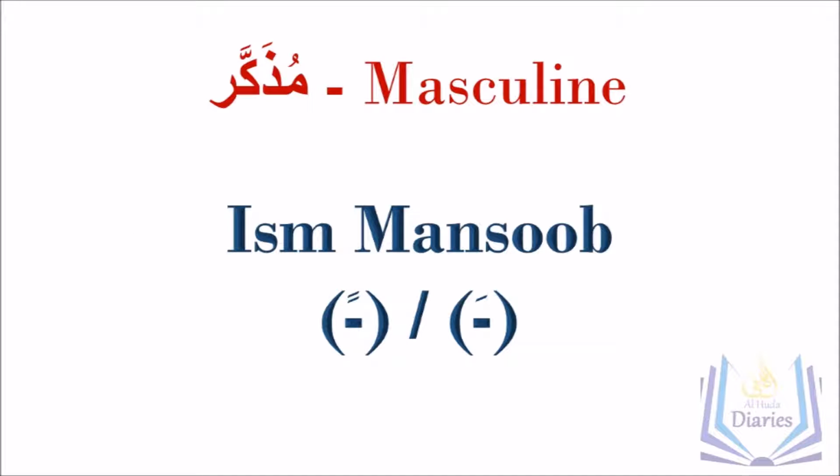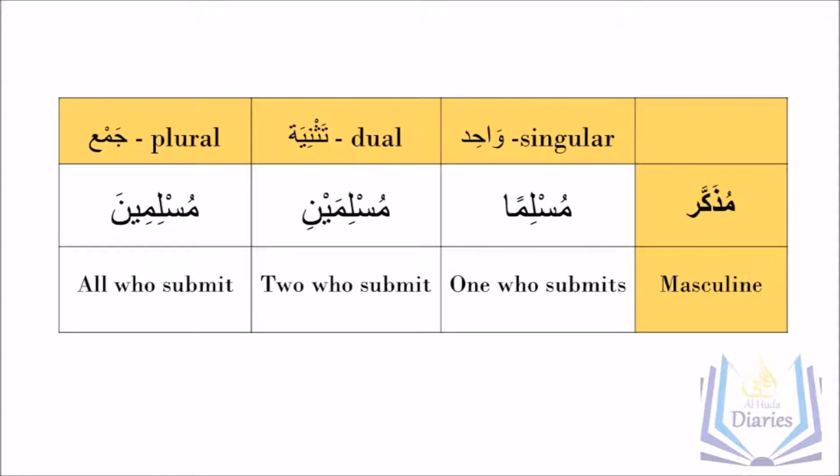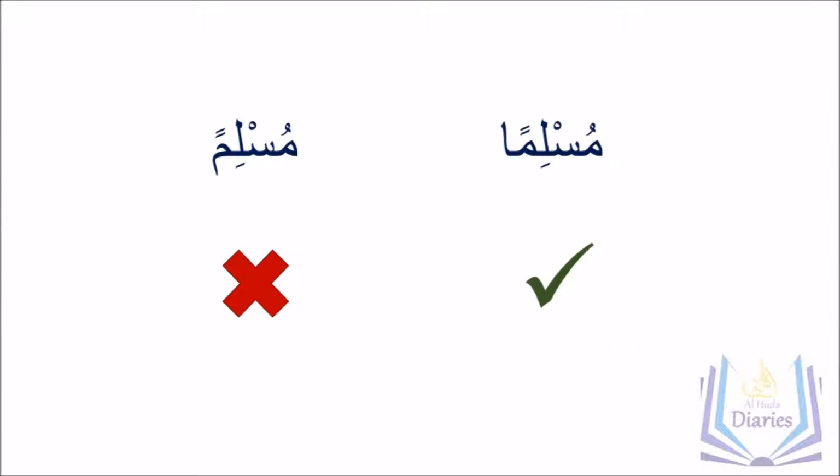Now what happens in the state of nasab? So in the rafa, it had the dhammatain. So we know that when it comes to nasab, the words get a fatha. So muslimun will become musliman. And when it comes to musliman, there is another point that we have to know, that is, whenever there is a fathatain, generally it's a principle that the fathatain always is followed by an alif. So when you write musliman, you just don't write the fathatain, but you add an additional alif. This is like a principle that we always follow.